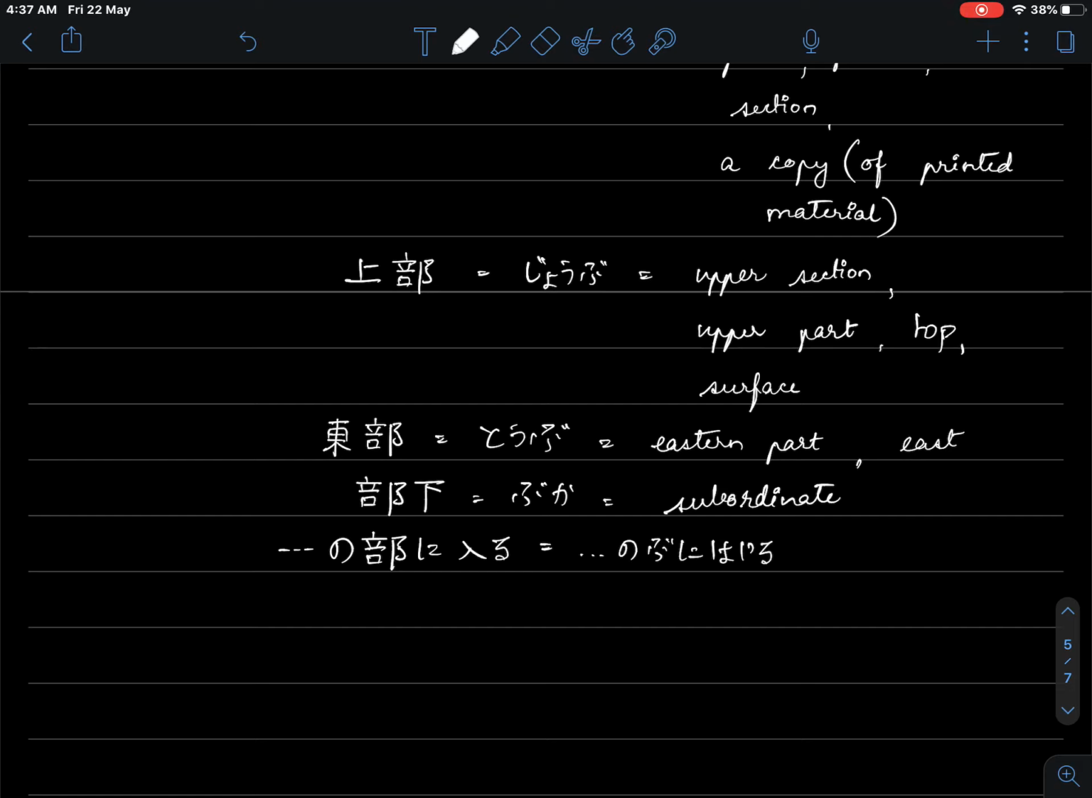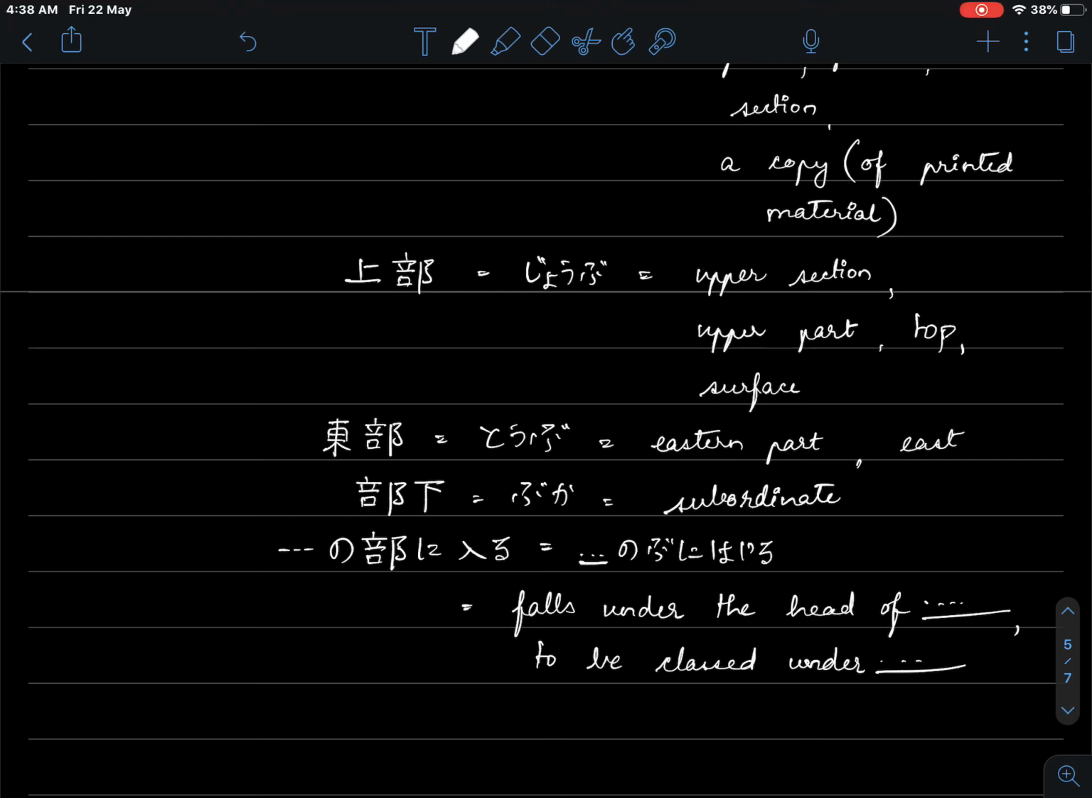Okay, which means falls under the head of whatever that blank is, or comes under that department, or to be classed under whatever. Okay, that's how that is read.